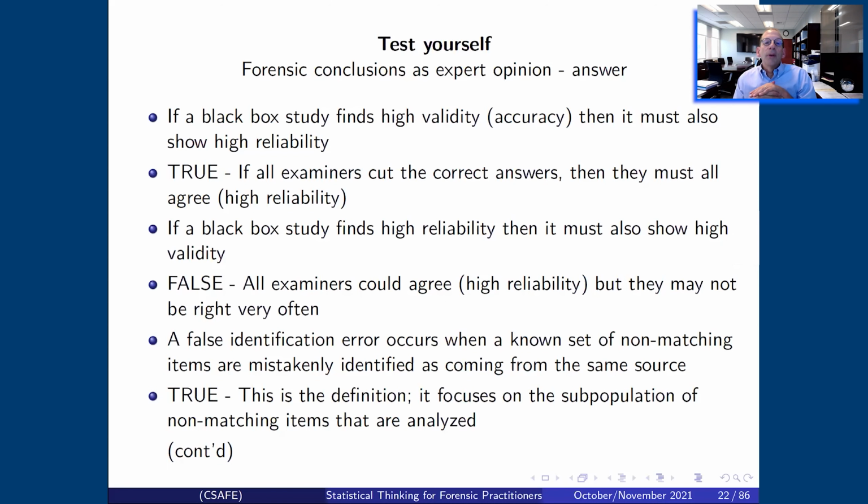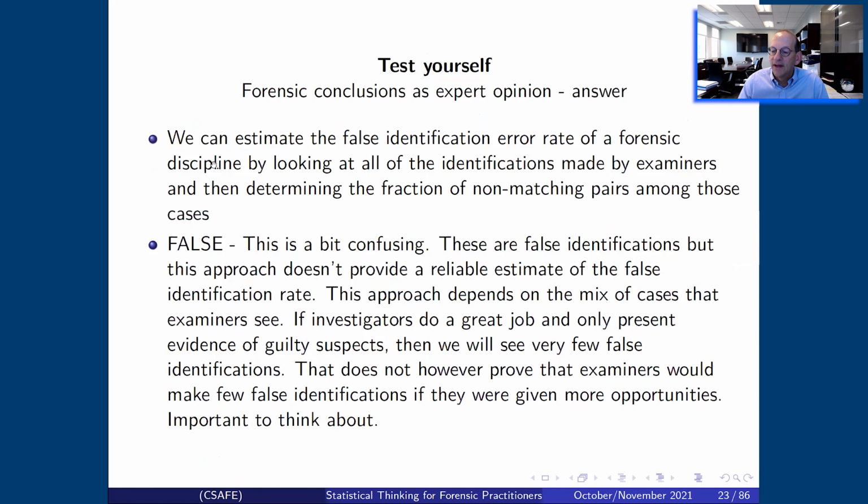The flip, the second item, is not true because they could all agree, reliability, but be wrong. We hope that's not true, but it's in the realm of possibility. So reliability doesn't guarantee accuracy, but accuracy guarantees reliability. And then the third and fourth return to this somewhat confusing point. Not confusing because I didn't make it clear, let's be on the record, right? It's confusing just because it's a little challenging. False identification occurs when things we know don't actually match are incorrectly identified as coming from the same source. And that is, in fact, the definition of a false identification.